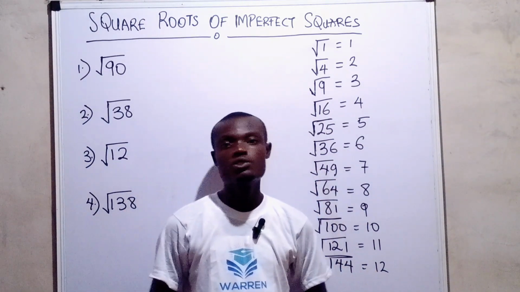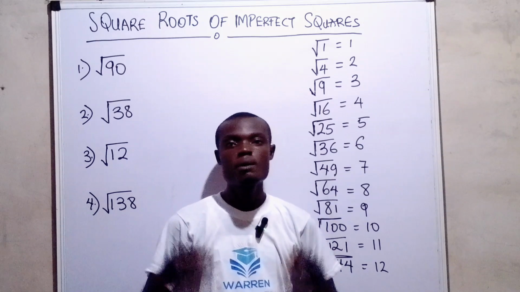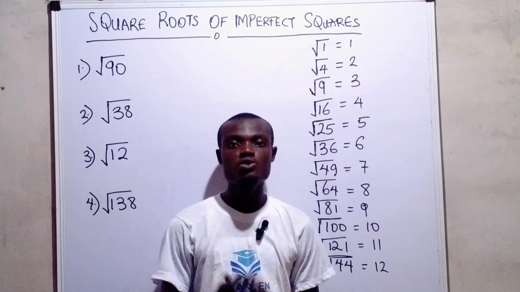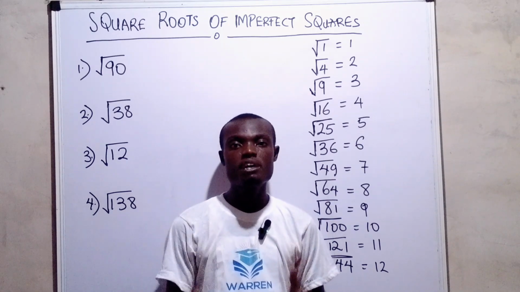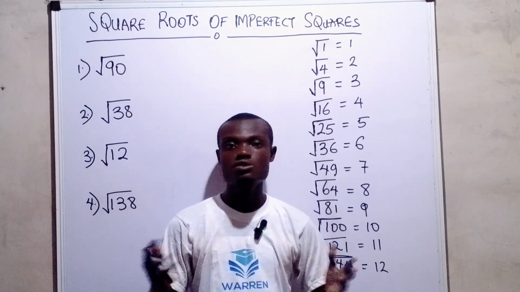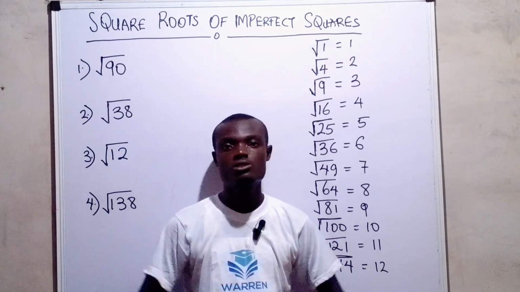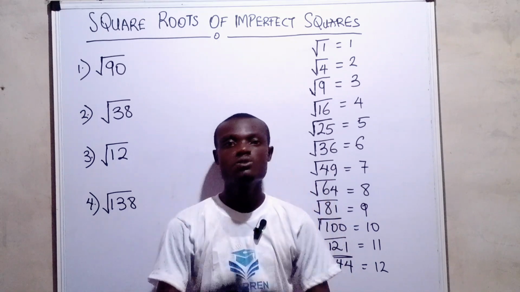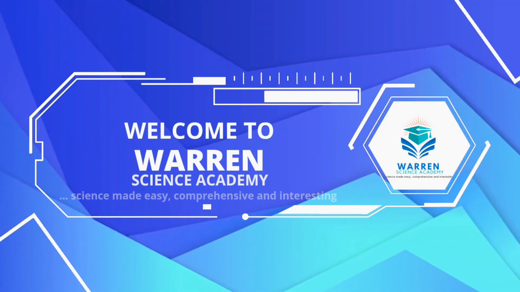In this video, I'm going to reveal to you a simple mathematics trick that will help us to get the square root of imperfect squares such as the square root of 90, the square root of 38 and so forth without a calculator. So stick around and watch this video till the end.